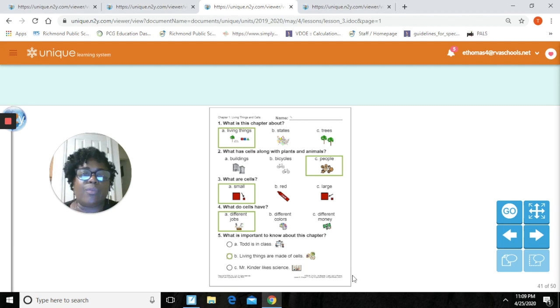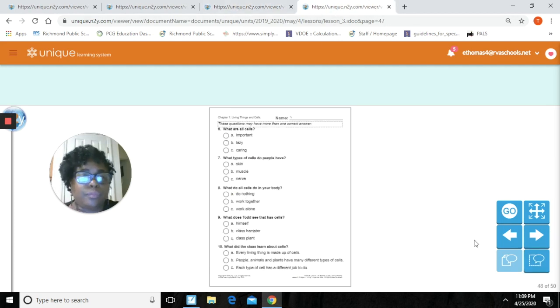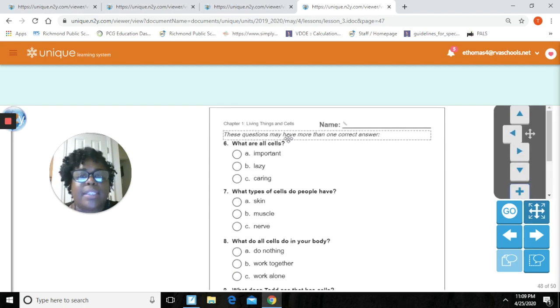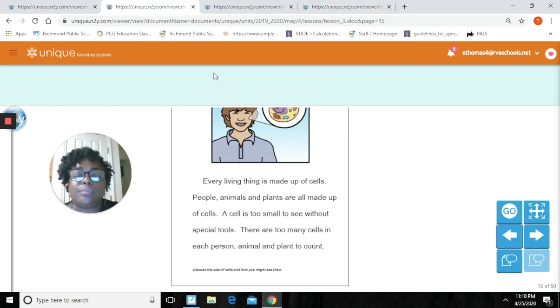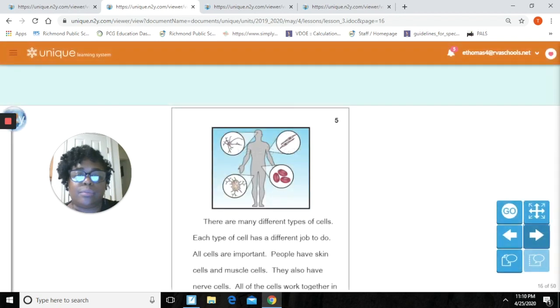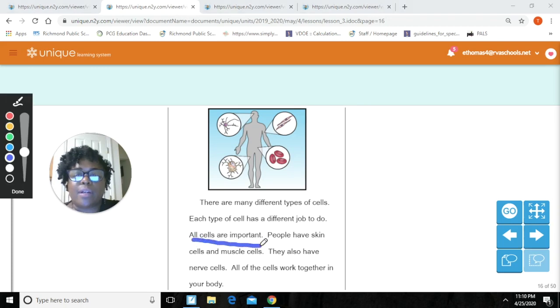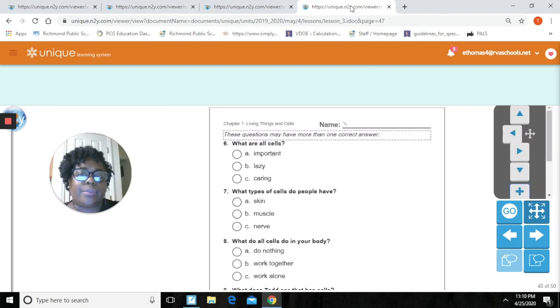So let's move on. We have one more activity to do. And I'll make this a little bit bigger for you. All right, it says these questions may have more than one correct answer, okay? And it says here, what are cells? A, important, B, lazy, or C, caring? Make a choice. So let's find out what are cells. Did you say all cells are important? You were right.